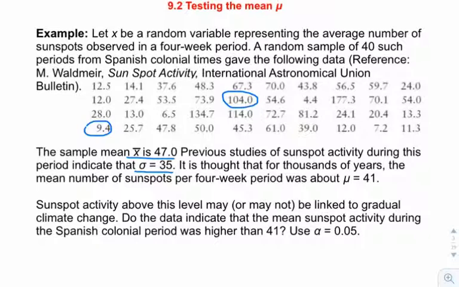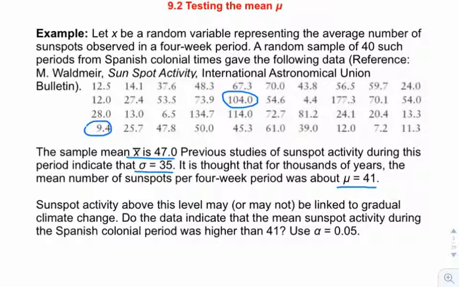It is thought that for thousands of years, the mean number of sunspots per 4-week period was about 41. So this is our historical claim, that the mean is 41. Let's read the last paragraph. Sunspot activity above this level, above the mean of 41, may or may not be linked to gradual climate change. So the question is, do the data indicate that the mean sunspot activity during the Spanish colonial period was higher than 41? And we're going to use a level of significance of 0.05.